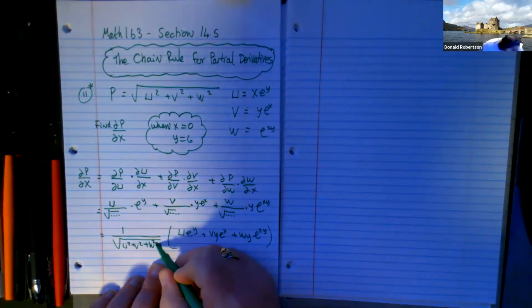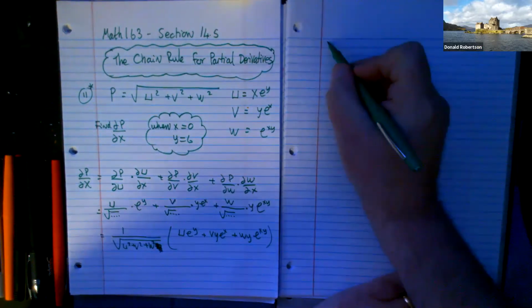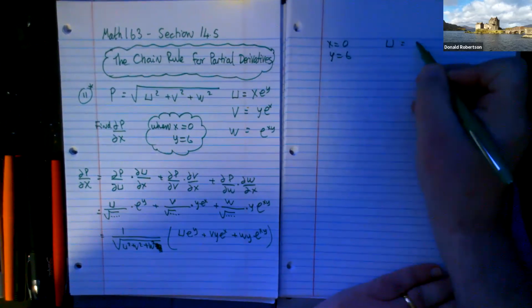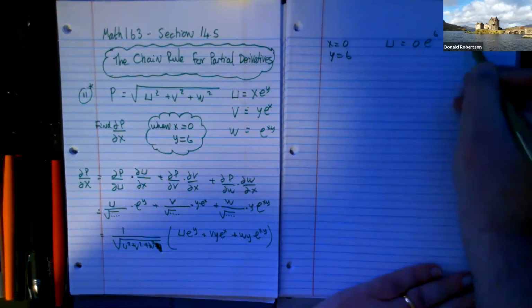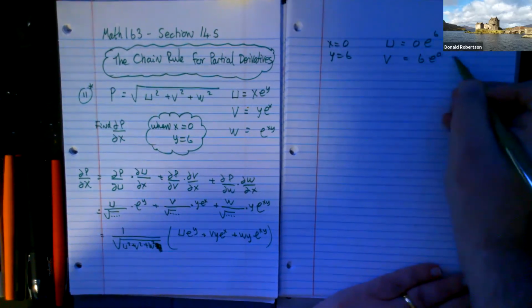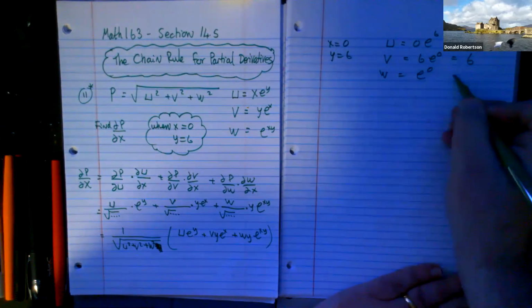It's a square. That's better. So let's see. When X is 0 and Y is 6, U ends up being nothing, e to the 6, which is just nothing. V ends up being 6 e to the 0, which is just 6. And W ends up being e to the 0, which is 1.